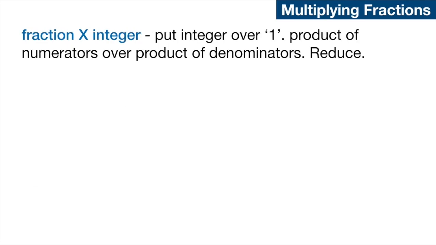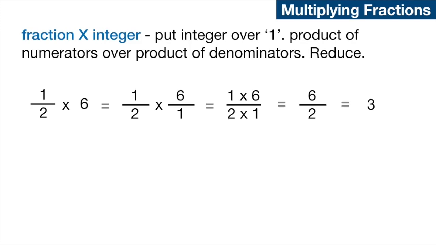Now if we want to multiply a fraction times an integer, well, we remember that we can convert an integer to a fraction just by putting it over 1. And then we follow the same rule we just followed. We multiply the numerators and we multiply the denominators, and then we reduce. So let's say we want to take 1/2 times 6. Well, we'll convert that 6 to a 6 over 1, and then we can multiply the numerators and the denominators. 1 times 6 equals 6, and 2 times 1 equals 2. So we get 6 over 2. And then we can actually divide that out and get a whole number, 3.